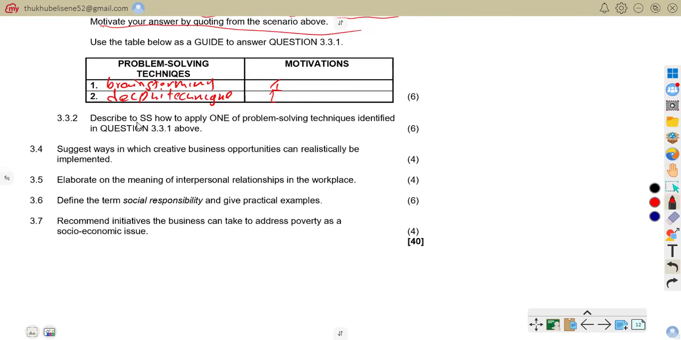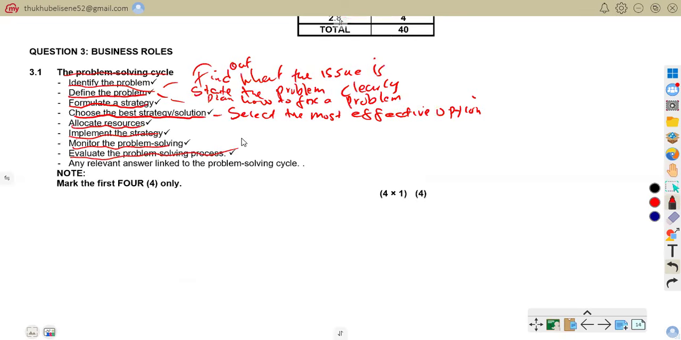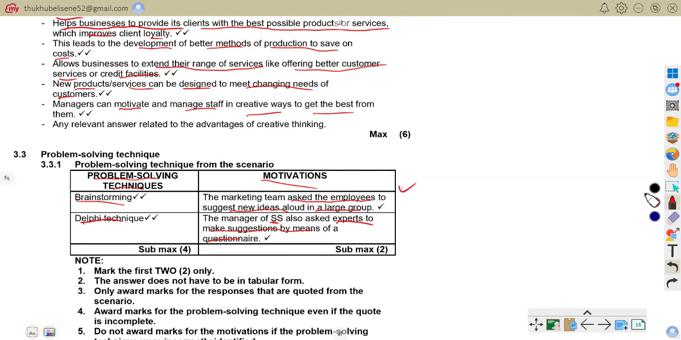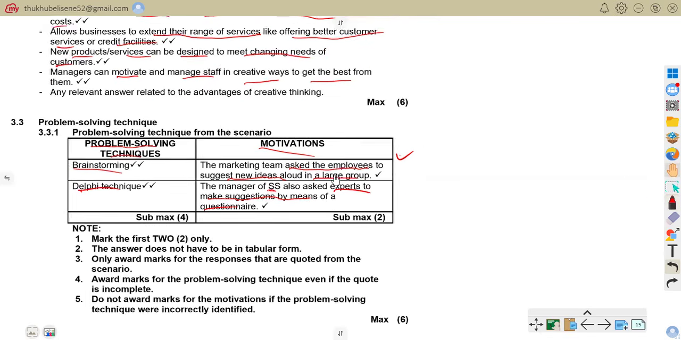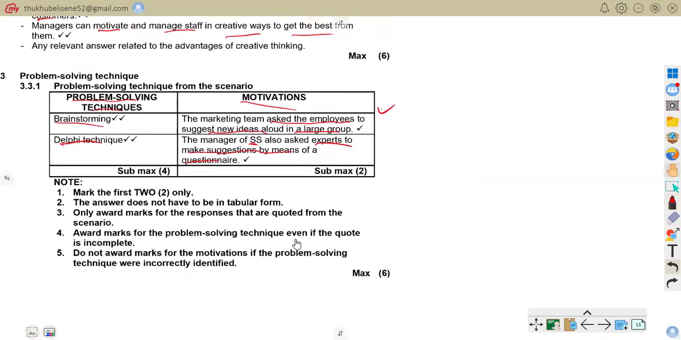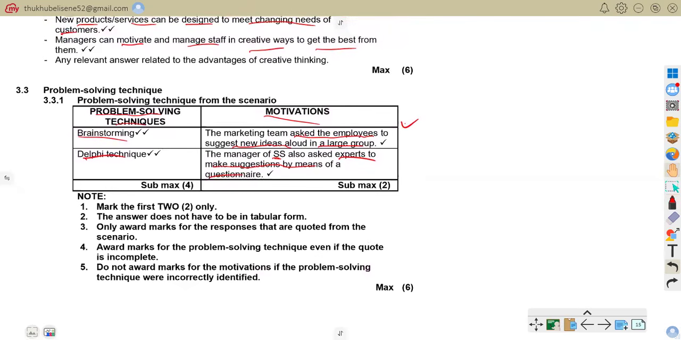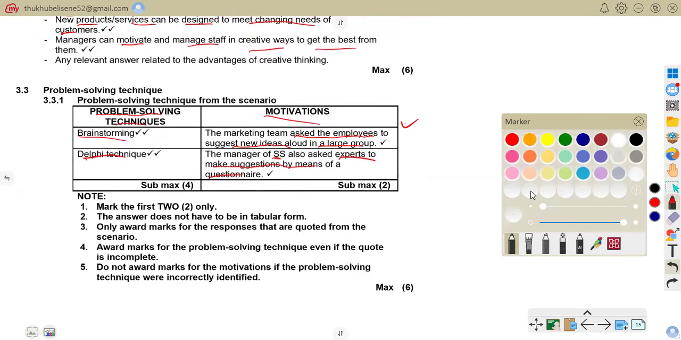3.32. Describe how to apply one of the problem-solving techniques identified in 3.1 above. So now let us come to the answers. With this one, as you can see here, you're going to mark these tools. The answer does not have to be in tabular form and stuff like that. So let me do it like this.